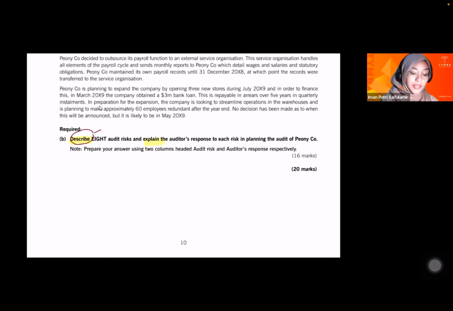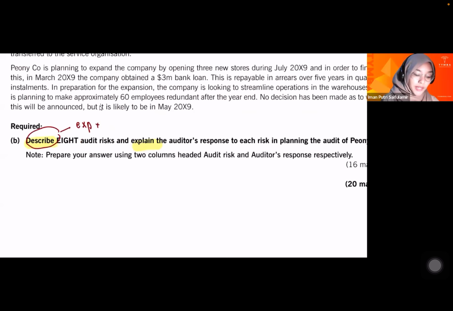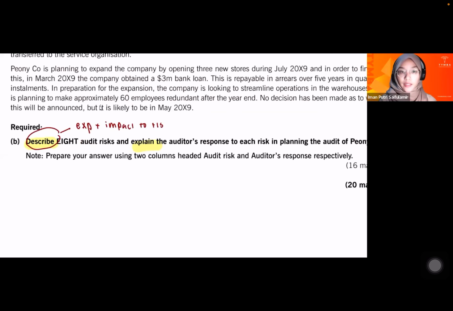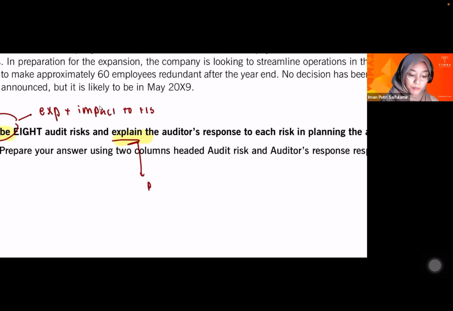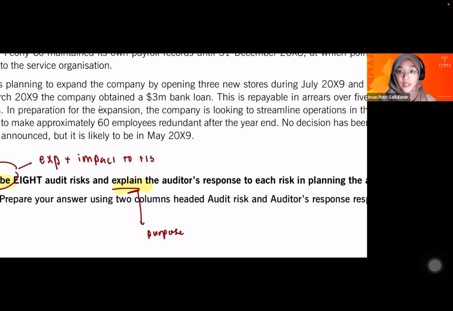When we describe, again, guys, do not forget to explain and talk about the impact to your business. I mean, impact to the financial statements. Basically, which specific area is being affected. Okay, I want you guys to answer with the format that I taught you. And when we are explaining the auditor's response, this means we want to talk about what is the purpose. Why are we doing this auditor's response? What are we trying to achieve here?